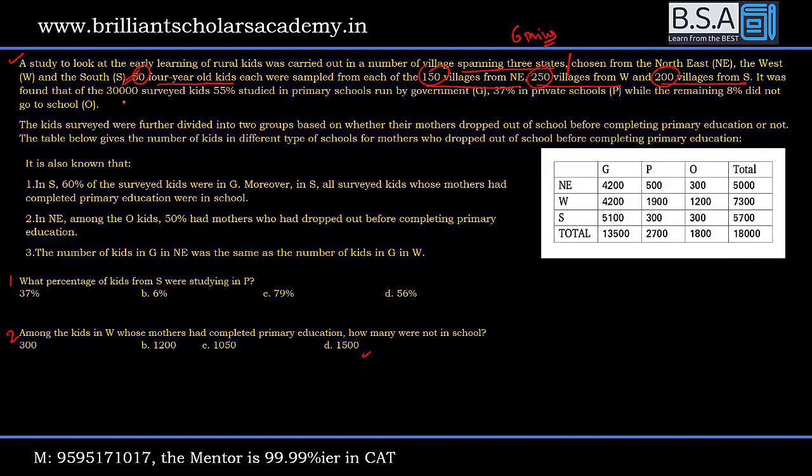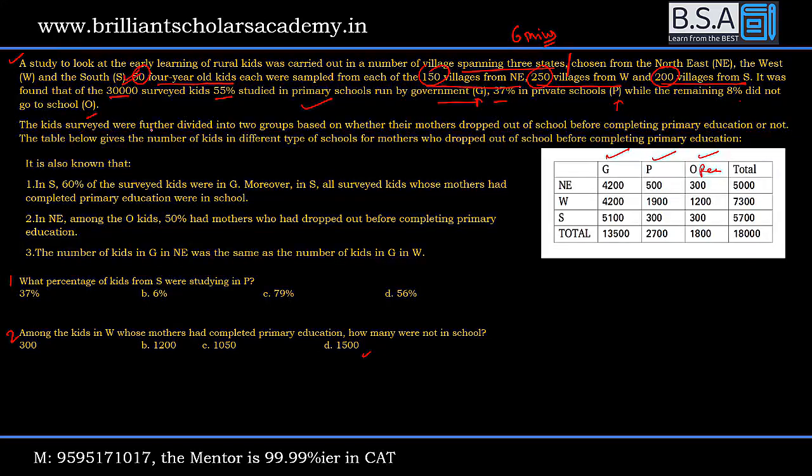It was found that of the 30,000 surveyed kids, 55% studied in primary schools run by government, G, 37% in private schools, P, while the remaining 8% did not go to school. So basically, I'm going to divide students into government, private, and not going to school, or let us call it open school. They are learning from life.